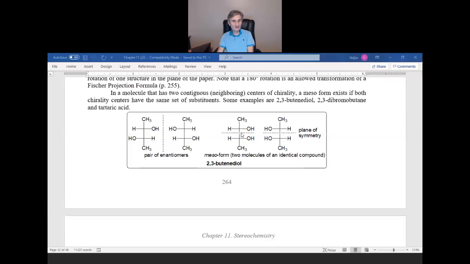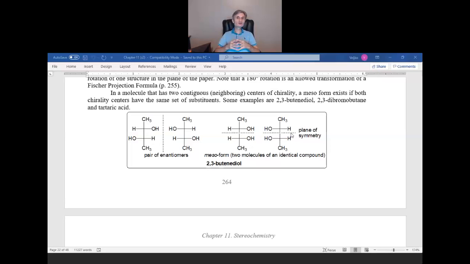2,3-butanediol. Threo is a pair of enantiomers. But erythro is not. Erythro is an identical compound. That's because there is a plane of symmetry going through the middle of the molecule. And again, you can see the utility of Fischer projection formulas. Why are Fischer formulas so good? Because if we can draw a mirror plane through the middle of the molecule that reflects one half into the other half, then this compound has a plane of symmetry and is a meso compound.